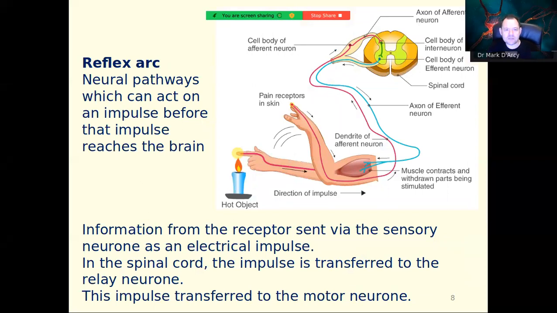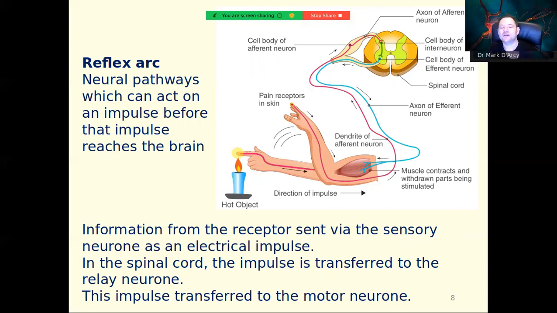Now, some of our nervous responses are automatic. There's no conscious thought involved in them. They're just instant. We need this because sometimes you just have to react instantly. Otherwise, there will be damage to your body. You'd be eaten by a predator. You would hurt yourself. So we have reflex arcs. Reflex arcs are neural pathways which can act on an impulse before that impulse reaches the brain.